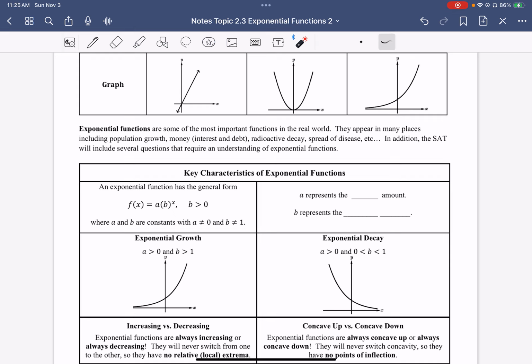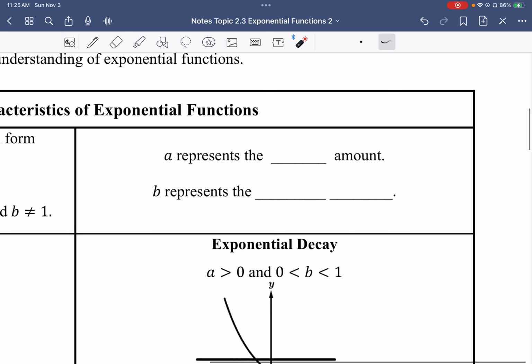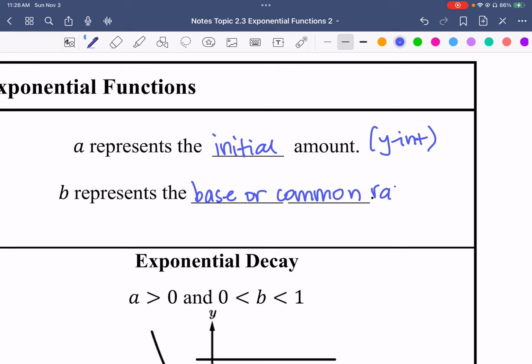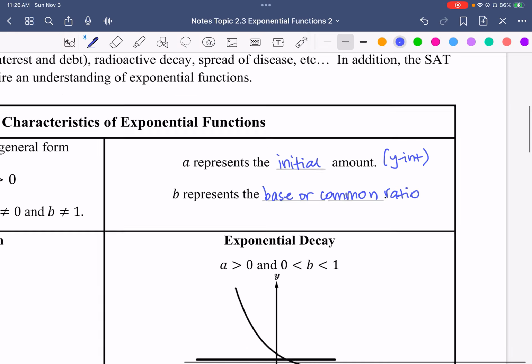Key characteristics of exponential functions. A represents your initial amount. They could tell you in words, I introduced this many bacteria into the population from day 0, or graphically, it could be your y-intercept. They give you a graph or a table. B represents your base or the common ratio. That is just what you multiply to get from one term to the next. They might say the population is tripling every year or something like that.